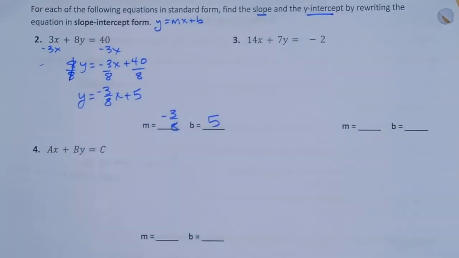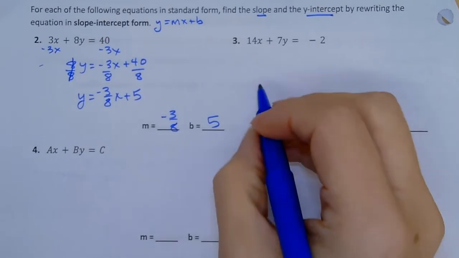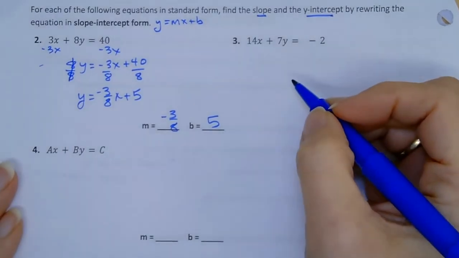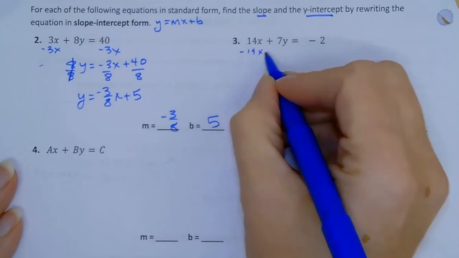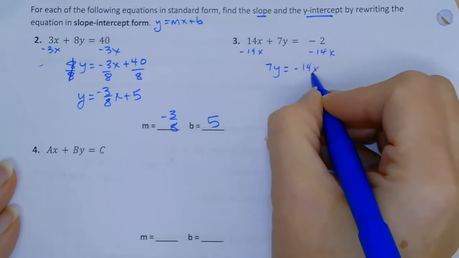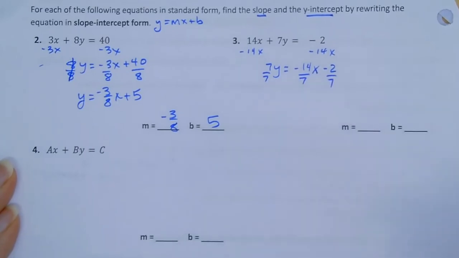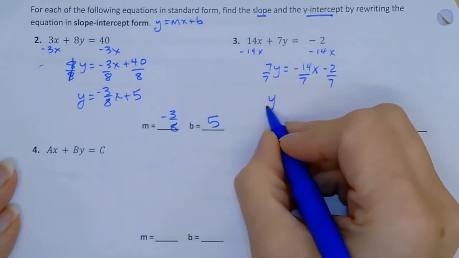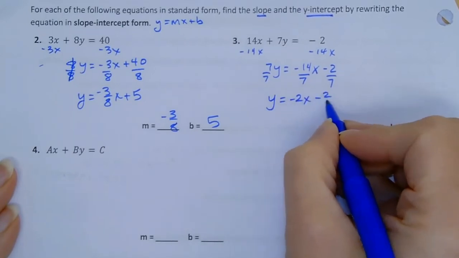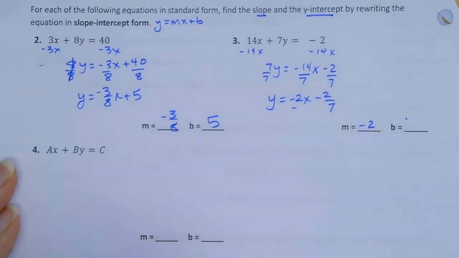Try problem 3 on your own and pause the video and then come back and see if you got number 3 correct. So again, if I need to find the slope and the y-intercept, I'm going to solve for y. And then I'm going to make sure I'm arranged in y equals mx plus b format. I'll subtract 14x from each side. So I have 7y equals negative 14x minus 2. I'm going to divide every single term by 7. Don't forget, you have to divide every single term by 7. So I get y equals negative 2x minus 2/7. I can see my slope is negative 2, and my y-intercept is negative 2/7.